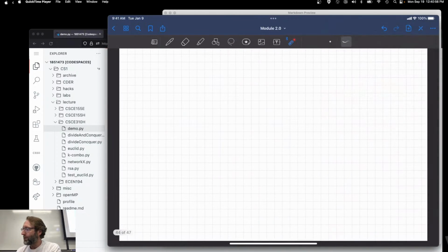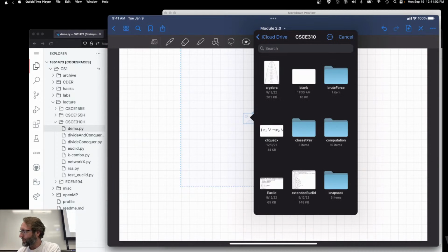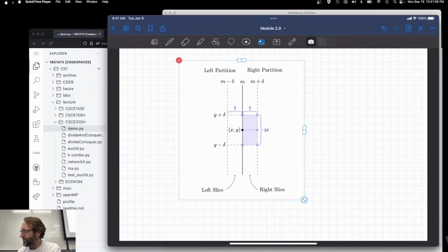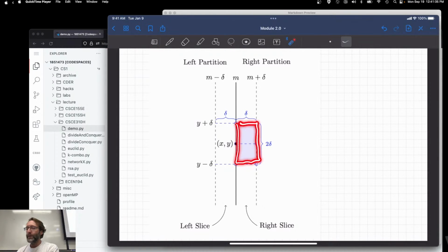Now here's a much better drawing of it, because I took the time to do it. It's in the book. Where is it? Closest pair, and right there. There it is. All right? So if I've got this point right here, x and y, I only need to draw a distance y plus delta up, y minus delta down, and x plus delta, actually not even x plus delta. If this is my m point right here, then m plus delta gives me the other direction over here. Now, how many points can lie in this little rectangular slice?